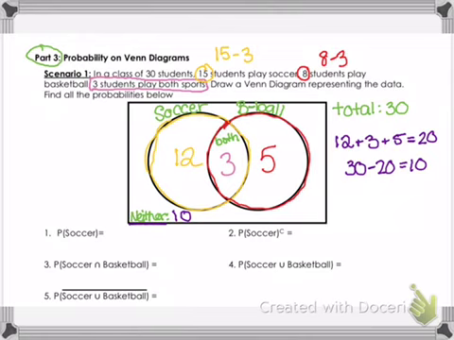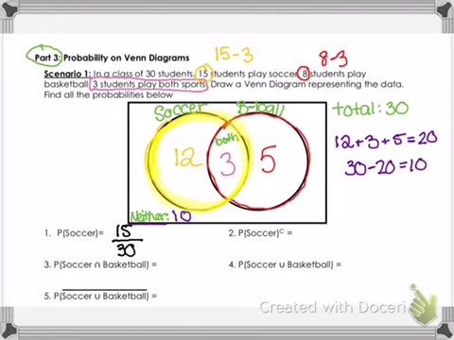All right, so start with number 1. The P stands for probability, the probability of soccer. So remember, probability always has to be over the total. So our total here was 30. We know that there are 30 total kids represented. We've got to figure out how many are in soccer. So remember, look above. Soccer was represented by what I did right here in this yellow circle. This entire circle was soccer, not just the 12. So the entire circle is 12 plus 3. So there were 15 out of 30 that played soccer.